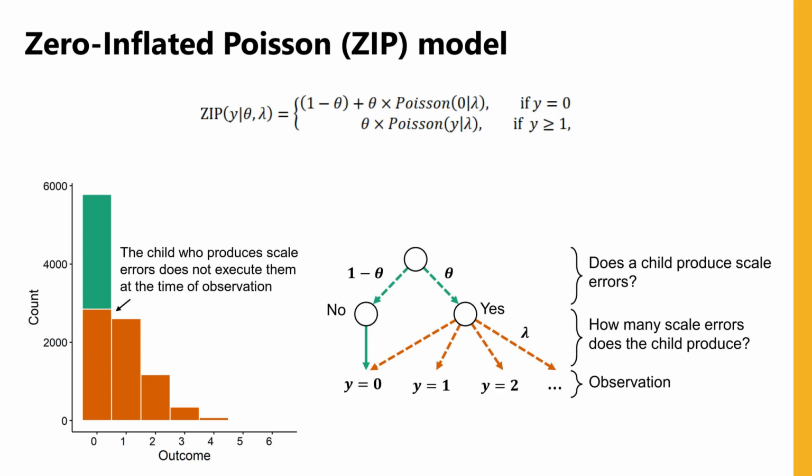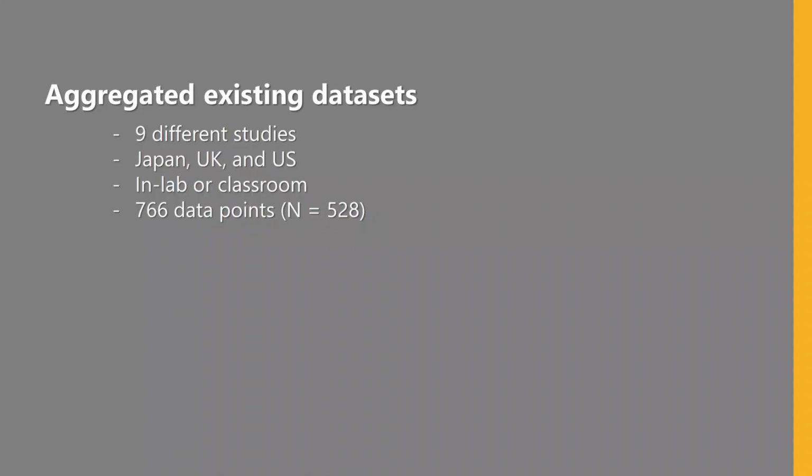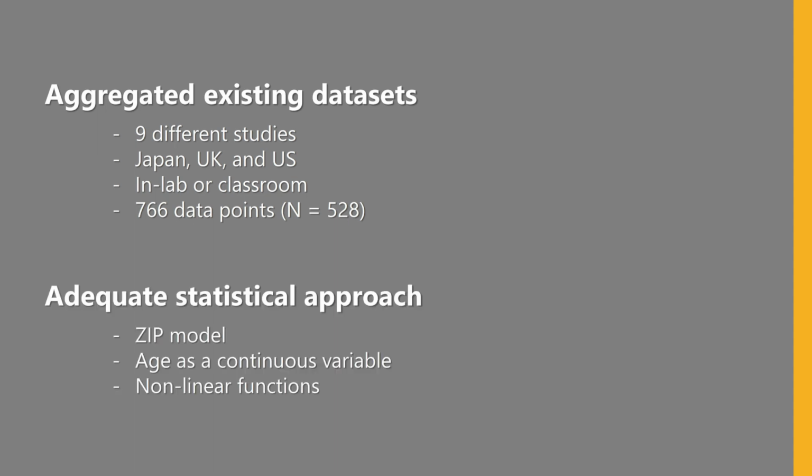Thanks to other scale error researchers, we have succeeded in aggregating existing datasets across 9 studies from Japan, the UK, and the US with different task settings between the laboratories and classrooms. We finally got 766 data points from more than 500 toddlers. We fit the ZIP model to the data while regarding age in months or other developmental indices as continuous variables and using nonlinear functions to detect the peak of scale errors.